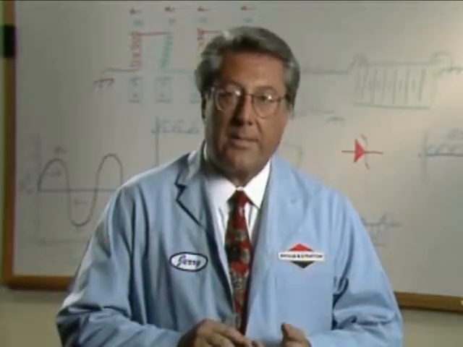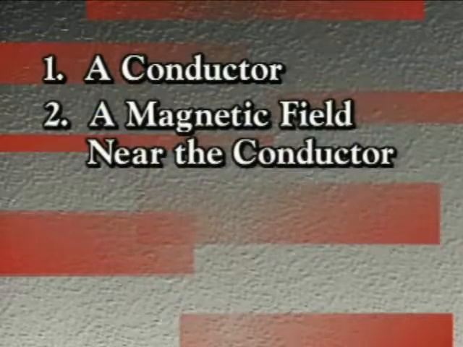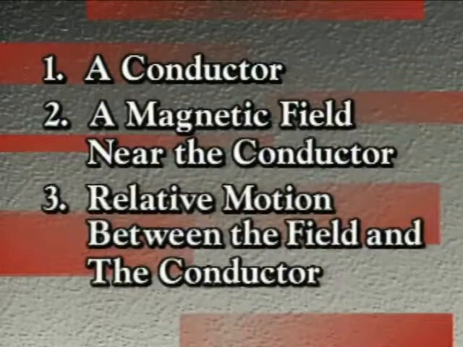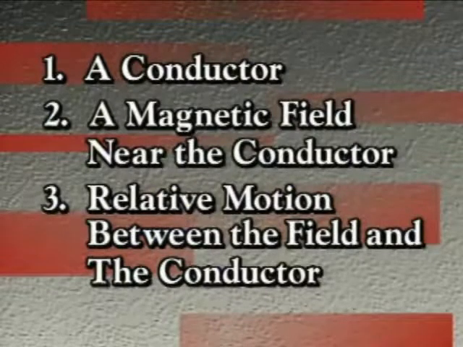Three things are necessary to produce electricity using induction. First, there must be a conductor in which the voltage will be produced. Second, there must be a magnetic field in the conductor's vicinity. And third, there must be relative motion between the magnetic field and the conductor.